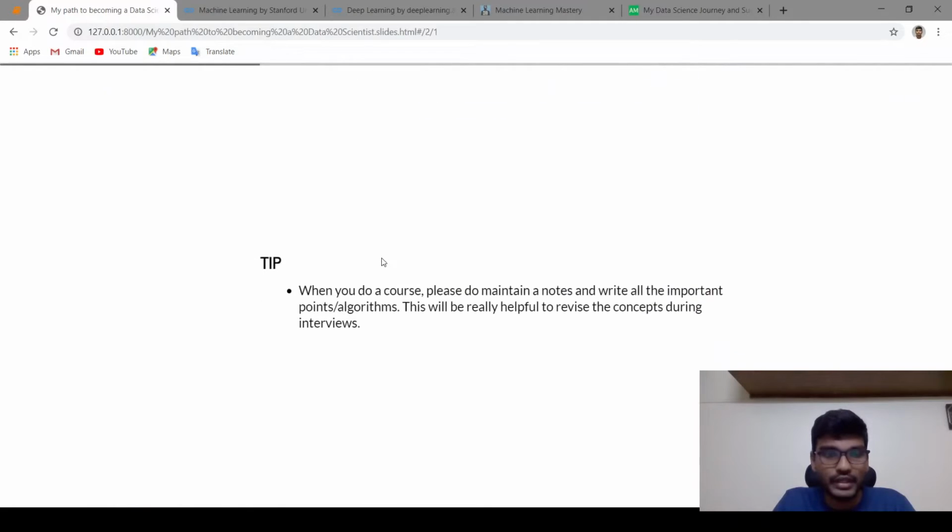I want to give you a tip here. When you're planning to do a course, please maintain your notes and write all the important points and the algorithms that are being taught in the course. This will be really helpful to revise the concepts during your interviews. You need not go here and there and search for the algorithms and revise them again and again. You are choosing data science as a career and you will be working in data science for at least 10 to 20 years. So if you maintain notes, this will be really helpful. So when you are planning to do a course, don't forget to maintain your notes.